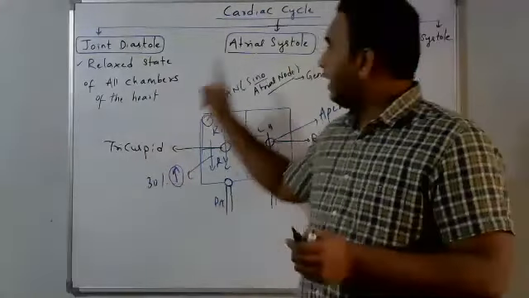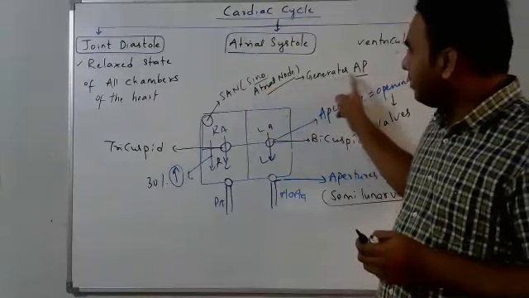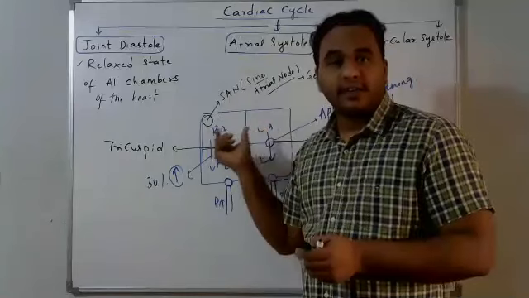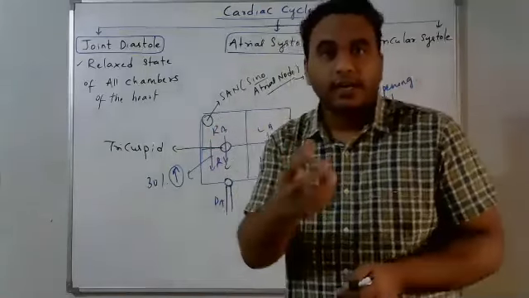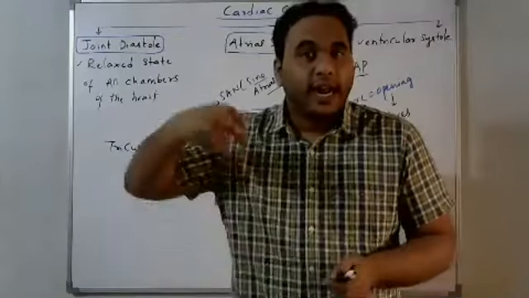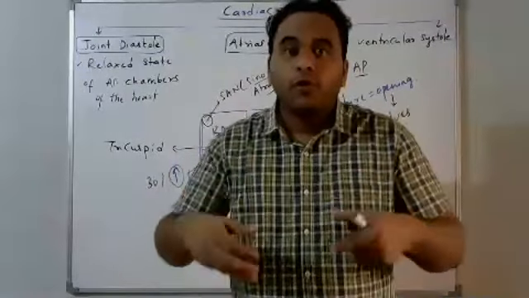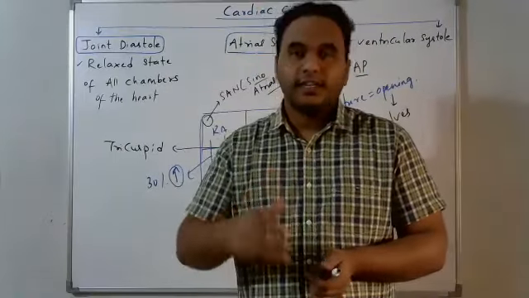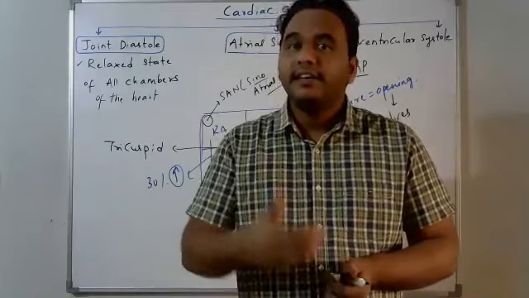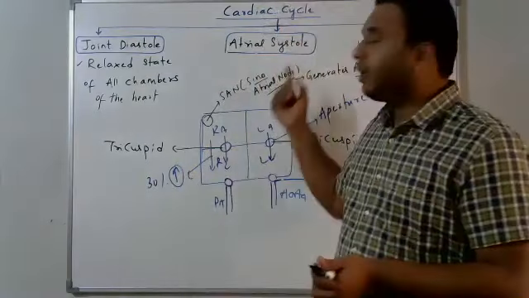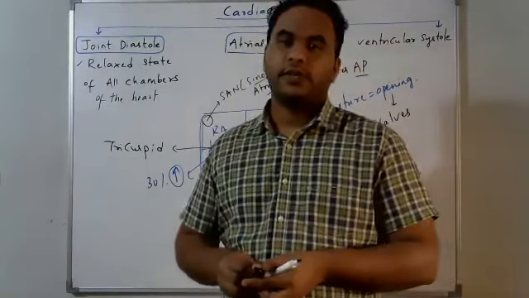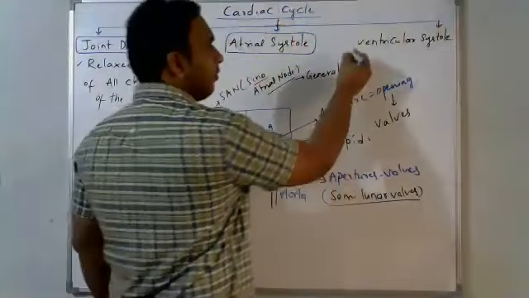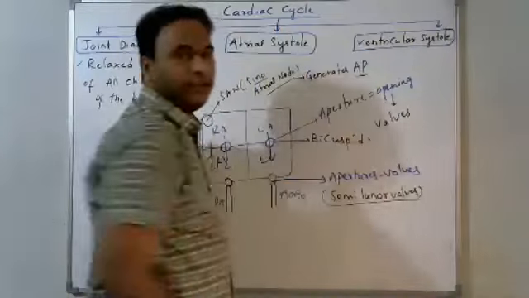Very simple, no? Atrial systole is when the sinoatrial node generates action potential. It results in the systole of auricles; the auricles contract. That is called auricular systole. And it leads to an increase in the flow of blood from auricles to ventricles by 30%. Already the blood starts flowing, but it increases by 30% by this auricular systole, atrial systole. Got it? And next, the third step, that is ventricular systole.